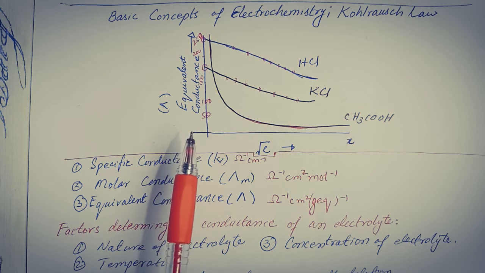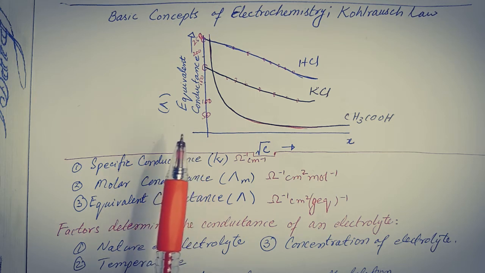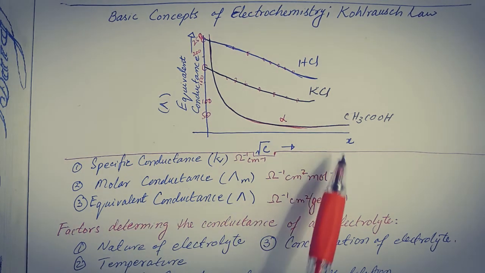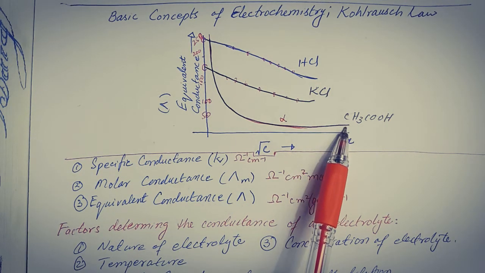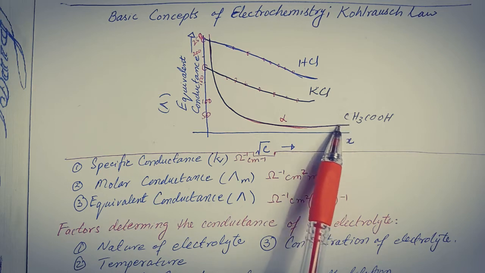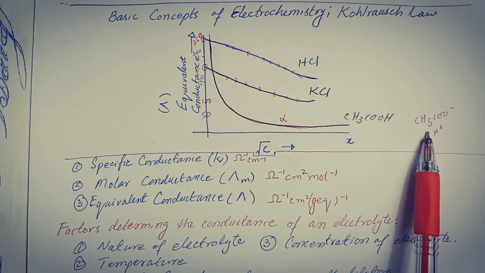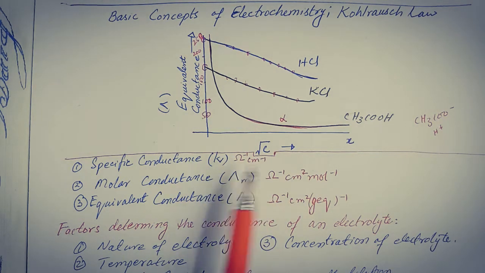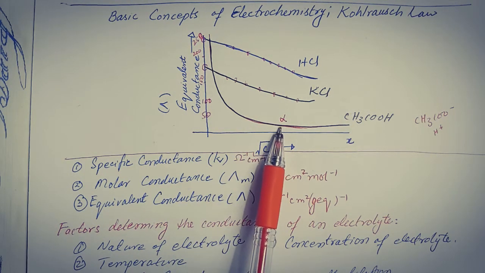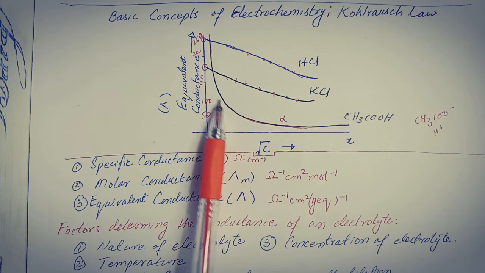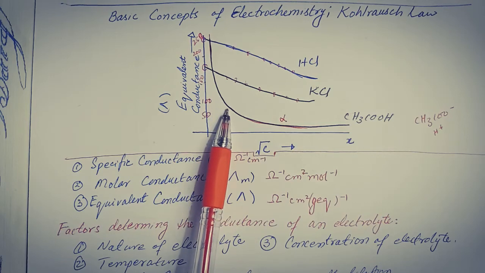The conductance of a solution depends on the degree of ionization. So here alpha is the degree of ionization. It means the extent of the number of acetic acid molecules that are ionized into respective positive and negative ionic species. And here the degree of dissociation increases with dilution, so the equivalent conductance is increasing exponentially.